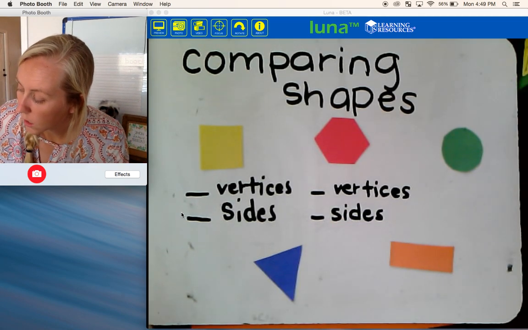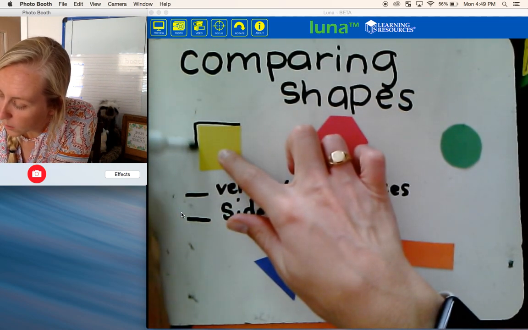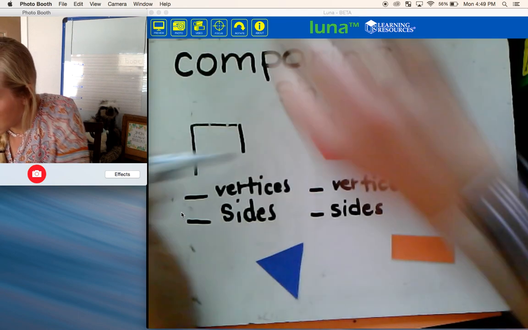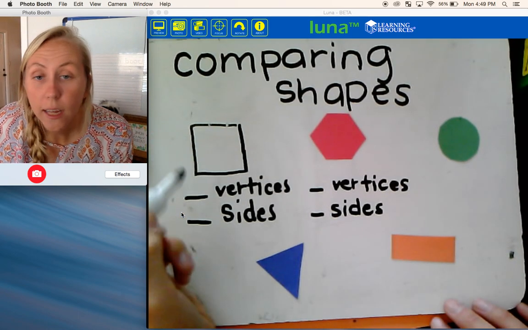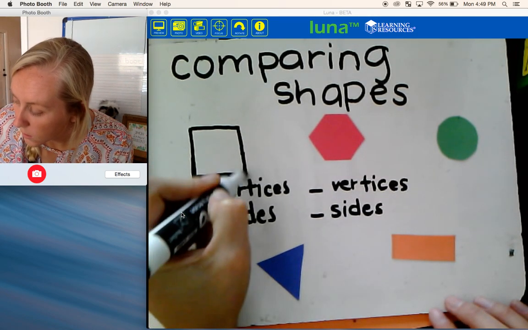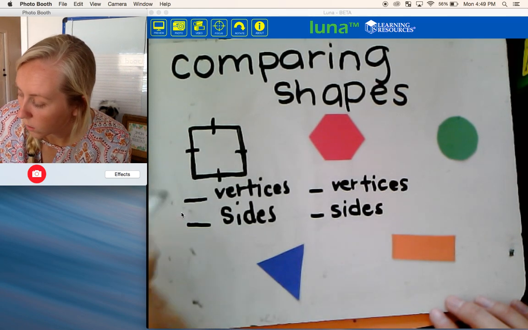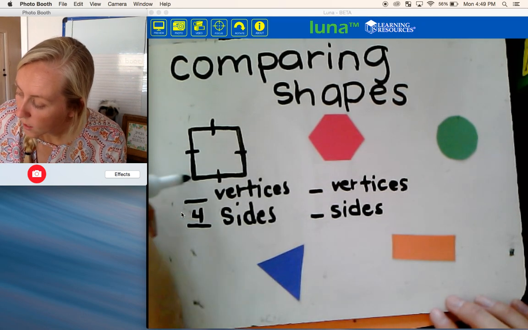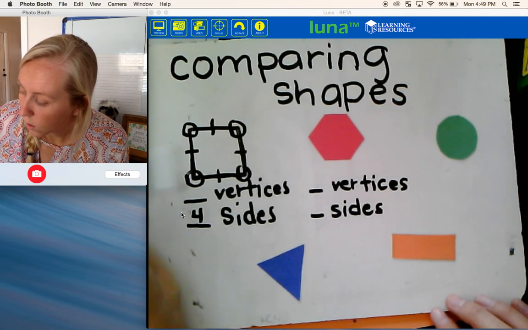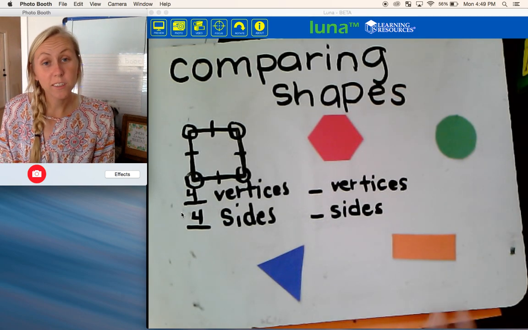All right, so let's start with our square. I made these out of paper. I'm going to trace it here so that I can draw on it. Let's go over our sides first. Remember, our sides are the straight lines on the edge of the 2D shape. So I'm going to count them. I have 1, 2, 3, and 4. So we have 4 sides. And then let's circle our vertices. 1, 2, 3, and 4. Now, if you want to, you can get a paper and do this along with me.